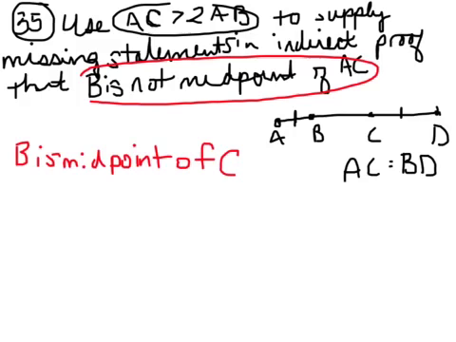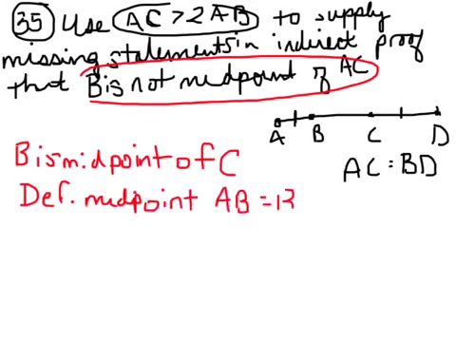So that's the first missing statement there on number 35. If B is the midpoint of AC, then AB is equal to BC. Why? Well, that would be the definition of midpoint. If B is the midpoint of AC, then AB would equal BC. Okay? So they're going to go from there because AB plus BC is equal to AC.